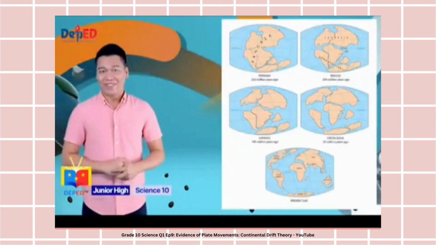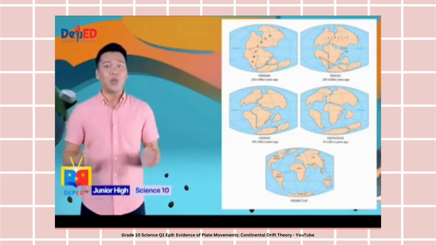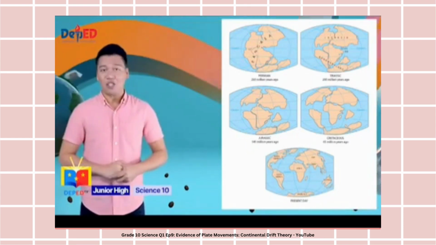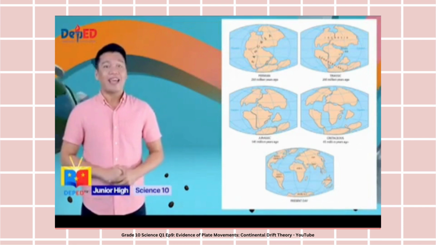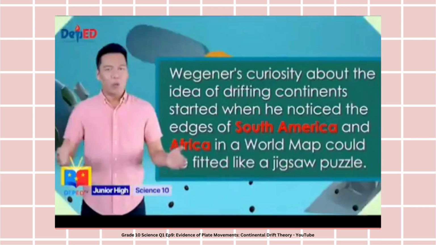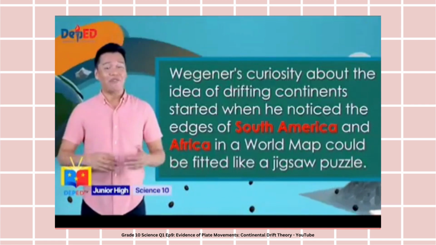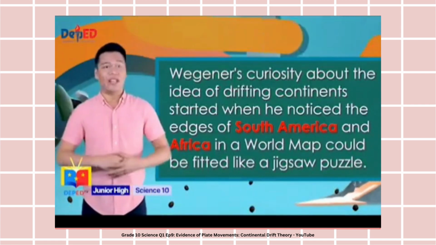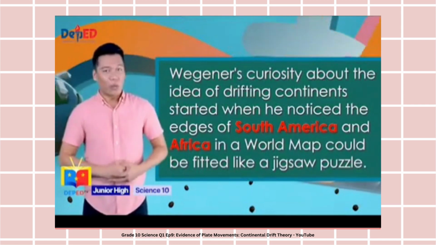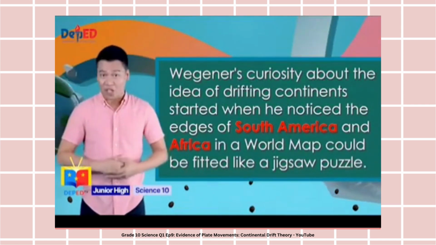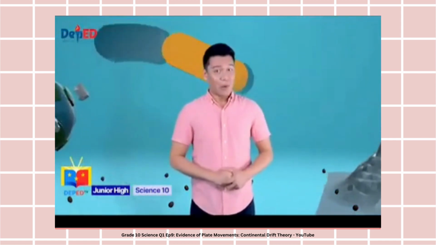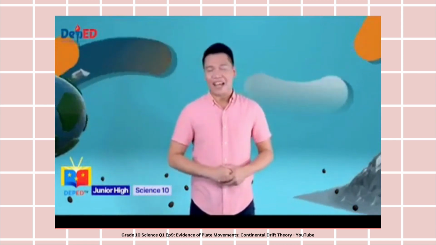What do you see? These figures show the evolution of the supercontinent Pangaea to the present-day distribution of continents. Can you say that continents are drifting? Wegener's curiosity about the idea of drifting continents started when he noticed the edges of South America and Africa in a world map could be fitted like a jigsaw puzzle. To better understand this, let's explore the evidence that Alfred Wegener gathered.